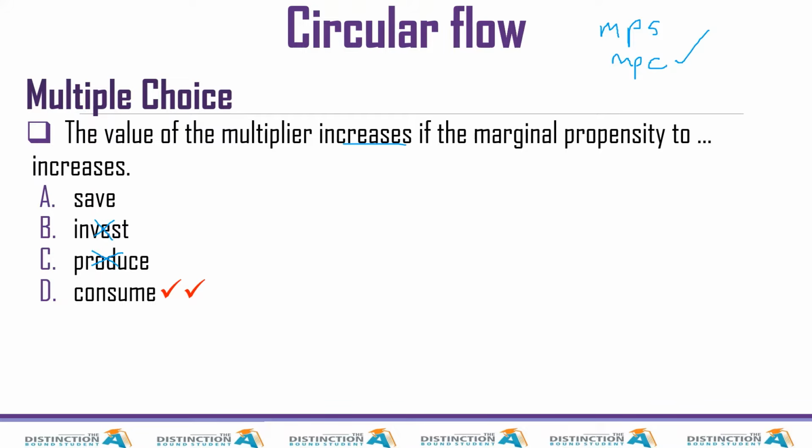Because we always say, what's the relationship of the MPC and the multiplier? We say the higher the MPC, the higher the multiplier, and vice versa, meaning the lower the MPC, the lower the multiplier. So yes, these two, when this one increases, this one also increases. This one goes down as these two increase.